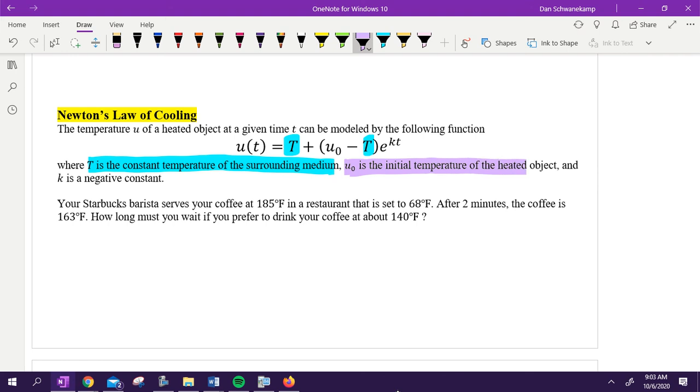U sub 0 is the initial temperature of the heated object. All right, so when I took the casserole out of the oven, it was at 190 degrees. That was the initial temperature. Right when we started, it was 190. Okay, and K is going to be a negative constant. Why do you think it's going to be negative? It's cooling. The temperature is getting less and less. It's a decaying value. All right, T is time.